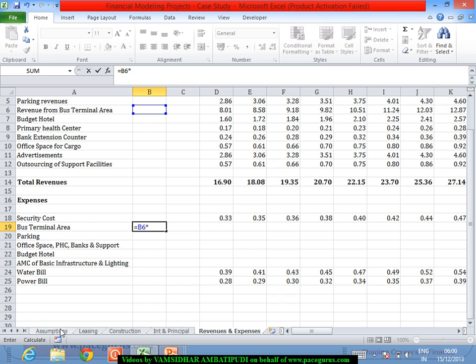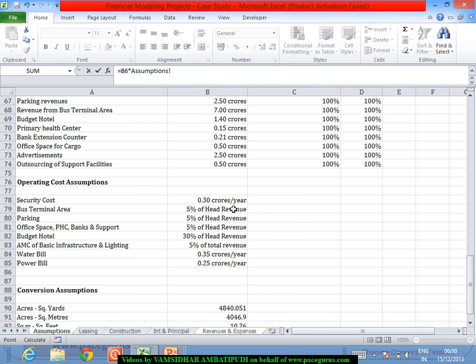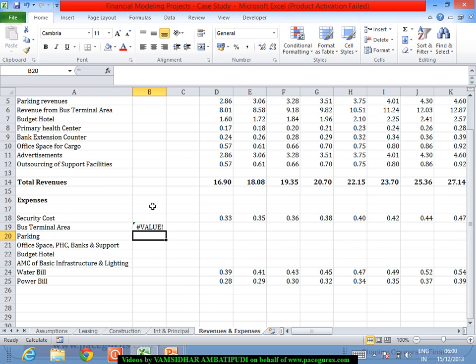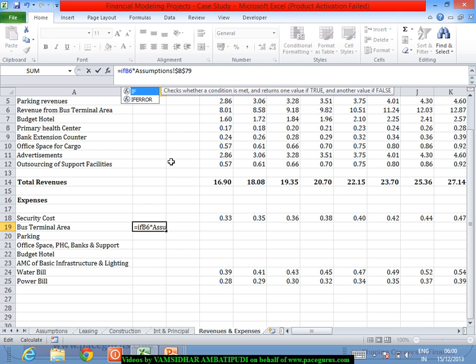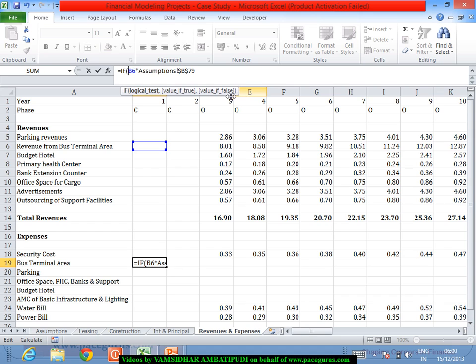multiplied by the head revenue percentage for this bus terminal area. But the scenario is, even this is applicable only for the operations period. So all I could handle is, if this is equal to operations, then do this calculation. Otherwise keep it as blank.